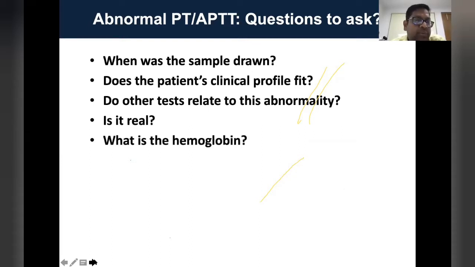What is the hemoglobin level? Can anybody say why the hemoglobin level is important in an abnormal PT or APTT? Okay, we will come to it in one of our cases.